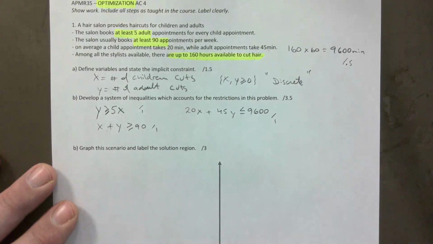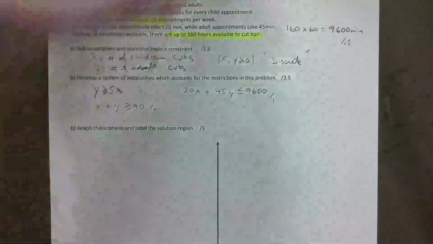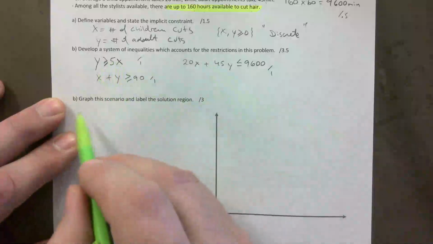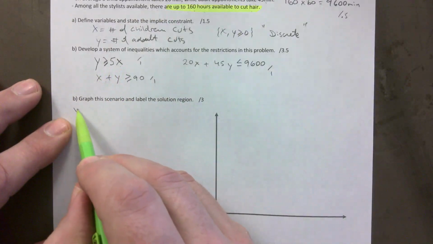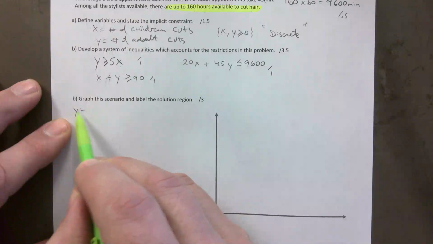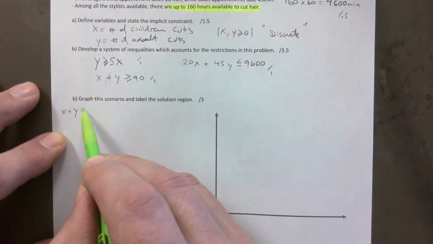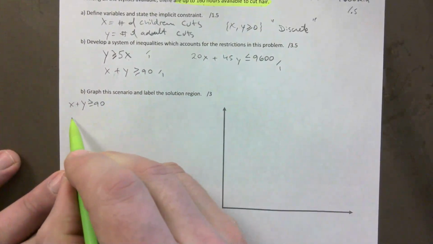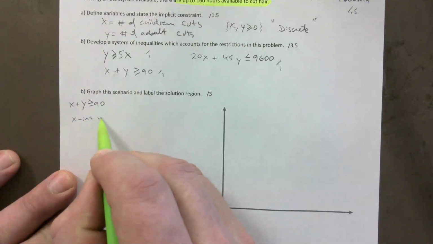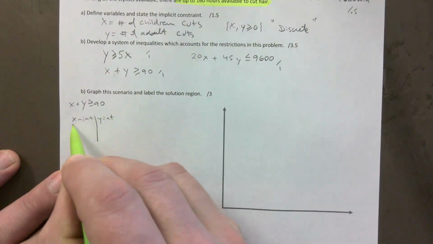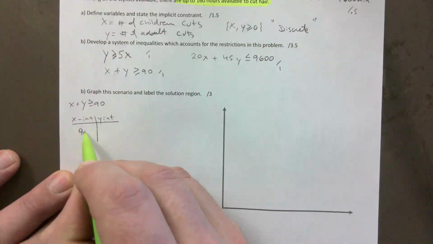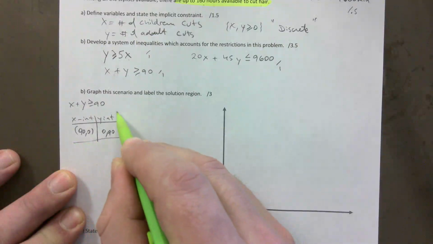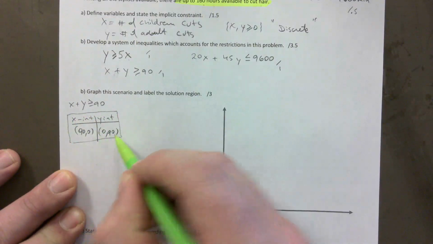All right, now we graph it. And these ones are somewhat challenging to graph. This one in particular, but I'll show you the trick. X plus Y is greater than or equal to 90. We'll do that one real quick. The x-intercepts and the y-intercepts are going to be exactly the same. It's going to be 90, 0, and 0, 90. Just make it small, right? Don't use up too much space.